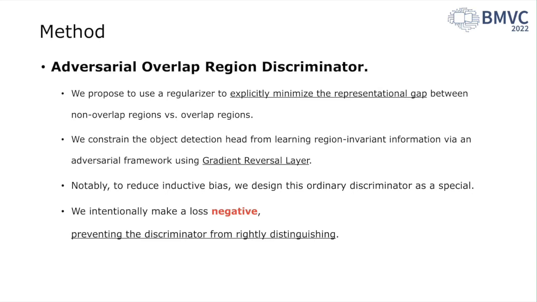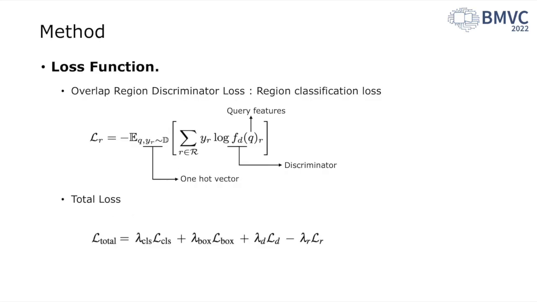Notably, to reduce inductive bias, we design this ordinary discriminator as a special one. We intentionally make the loss negative, preventing the discriminator from rightly distinguishing. Finally, our network is robust to all areas, minimizing bias that causes performance degradation for overlapped regions. Formally, a region discriminator needs to predict its source region correctly. Thus, this classifier is trained using region classification loss as follows.